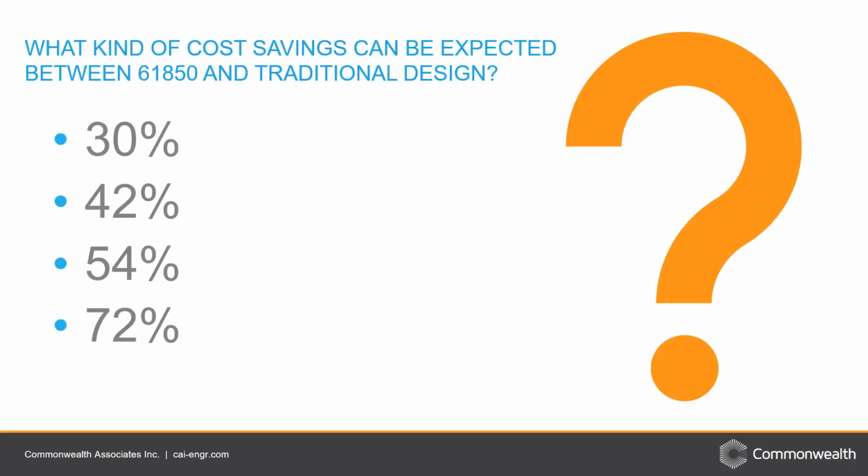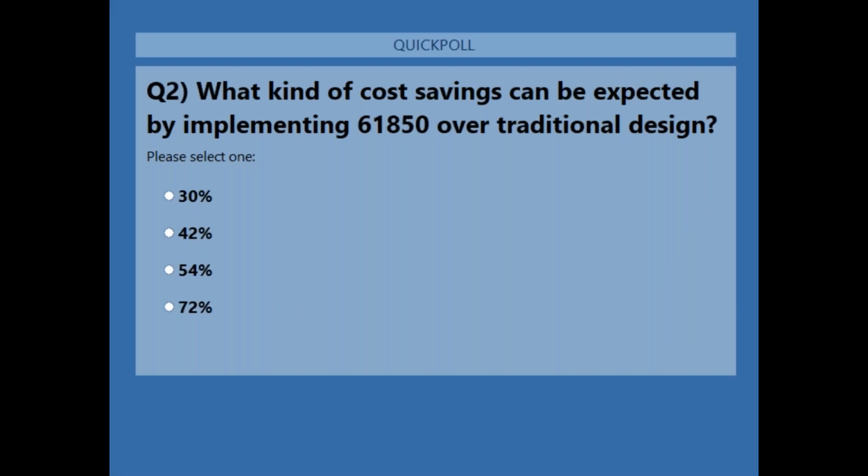Okay, so we have a poll question here now. What kind of cost savings can be expected between a fully 61850 enabled substation and a traditional substation design where everything is hardwired? Is it 30%, 42%, 54%, or 72%? We'll give a few minutes for the audience to vote.